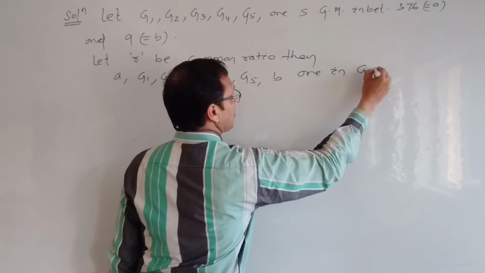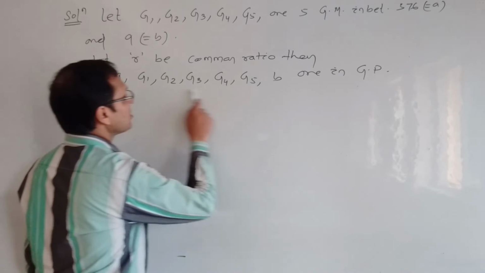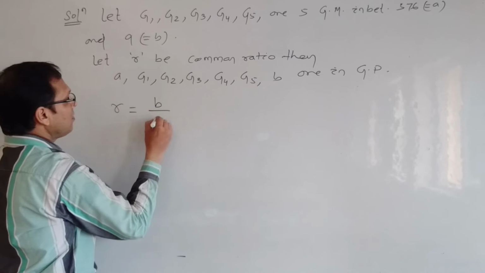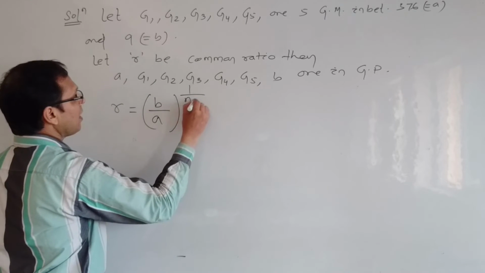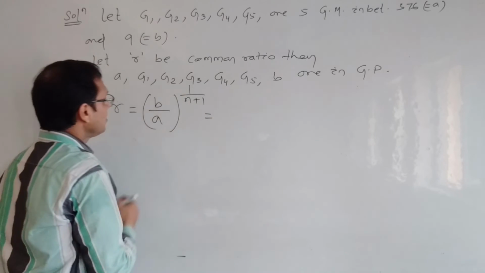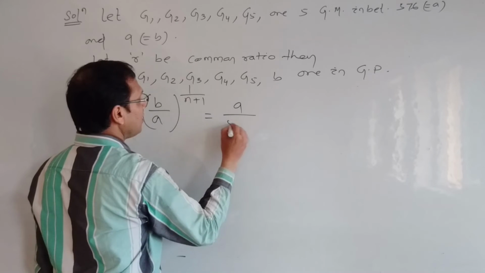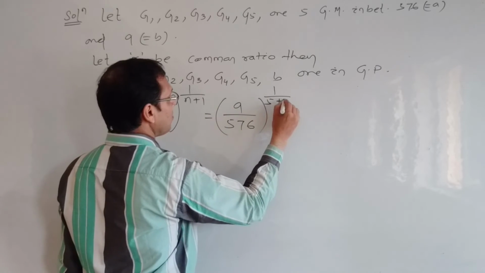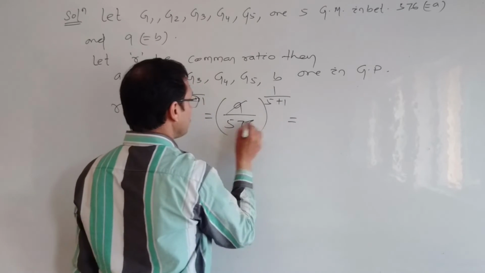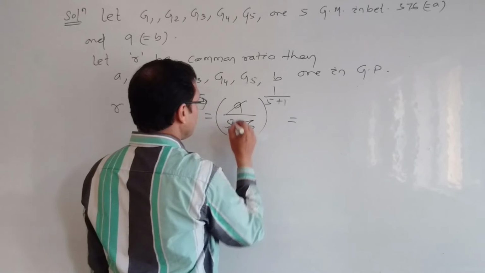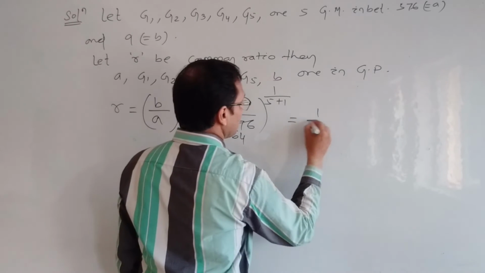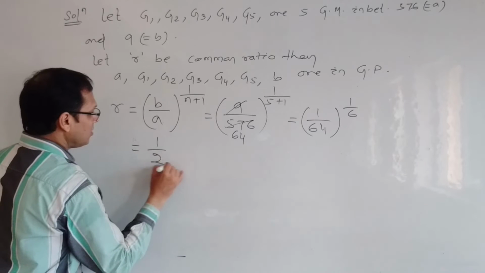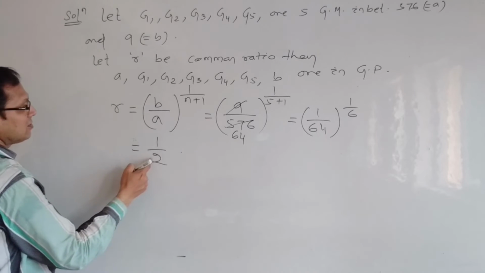Would you follow or not? So all these numbers are in GP. So from this we conclude that r can be found as (b by a) whole to the power 1 by (n plus 1). With this relation you can find r. We have r is equal to (9 by 576) whole to the power 1 by (n plus 1), that is (5 plus 1) is 6. So cancelling all these, this one is 64. So (1 by 64) whole to the power 1 by 6, this is nothing but 1 by 2. So the value of r is equal to 1 by 2.